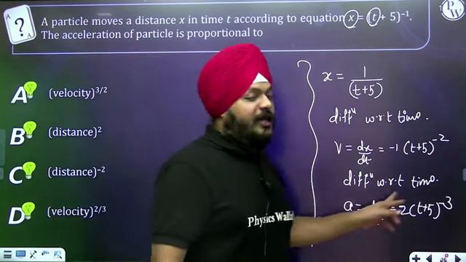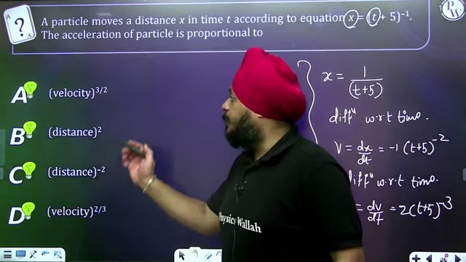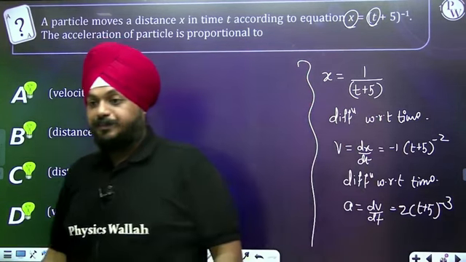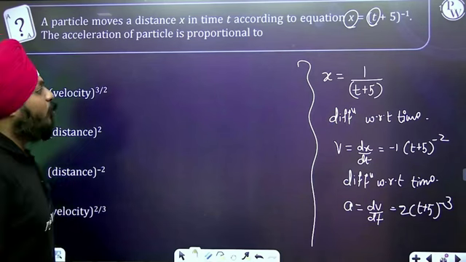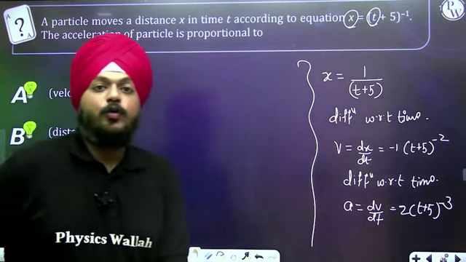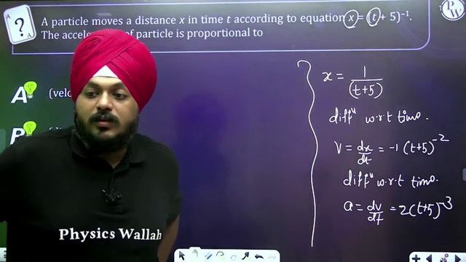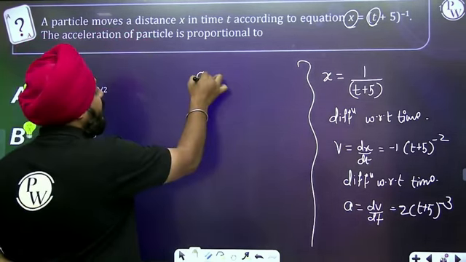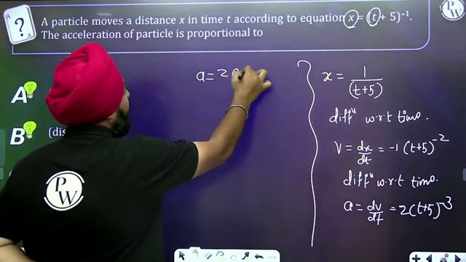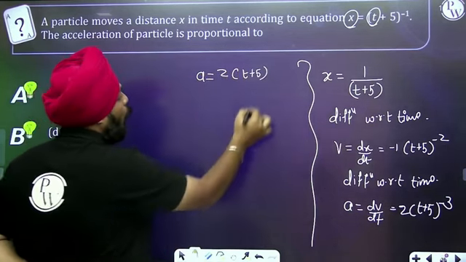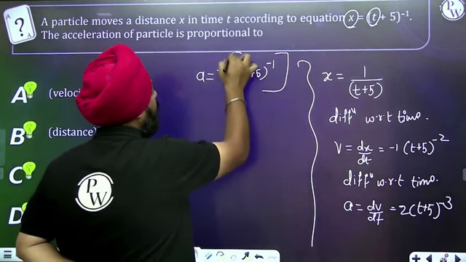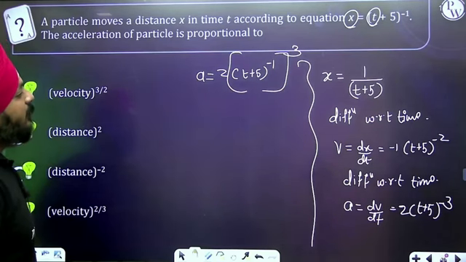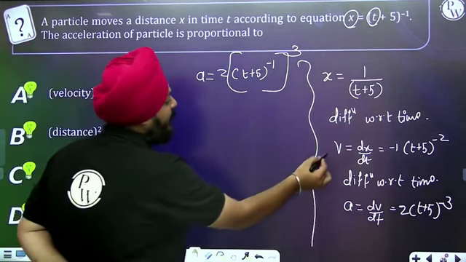Here we got acceleration with respect to time, but in the options it is shown with respect to distance or velocity, so we need to mention that. So we are going to follow a very simple approach. What will be that simple approach? Acceleration is equal to 2 into (t plus pi) to the power minus 1 multiplied by the power 3. Can I replace velocity here?